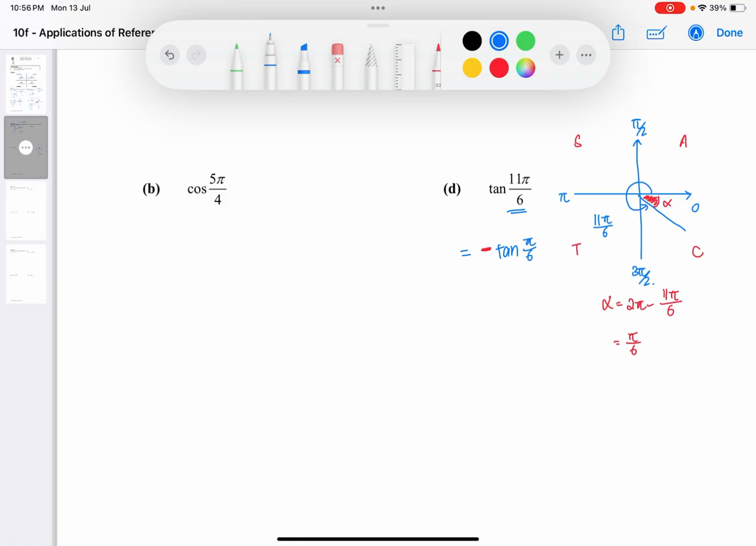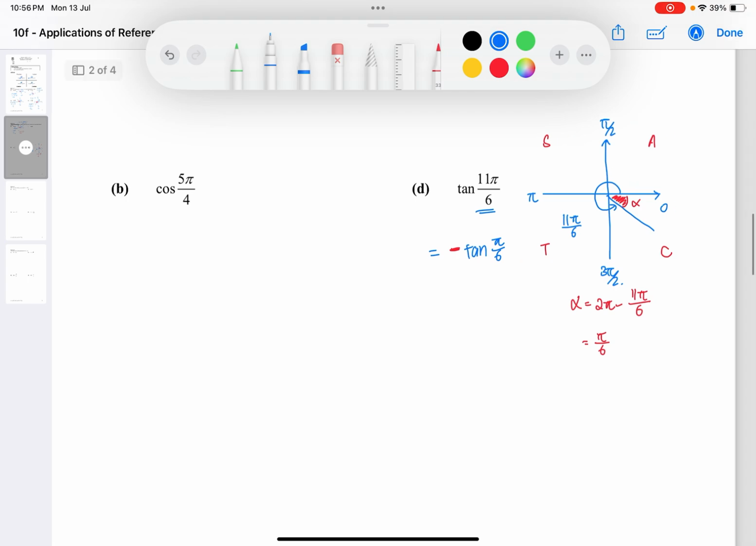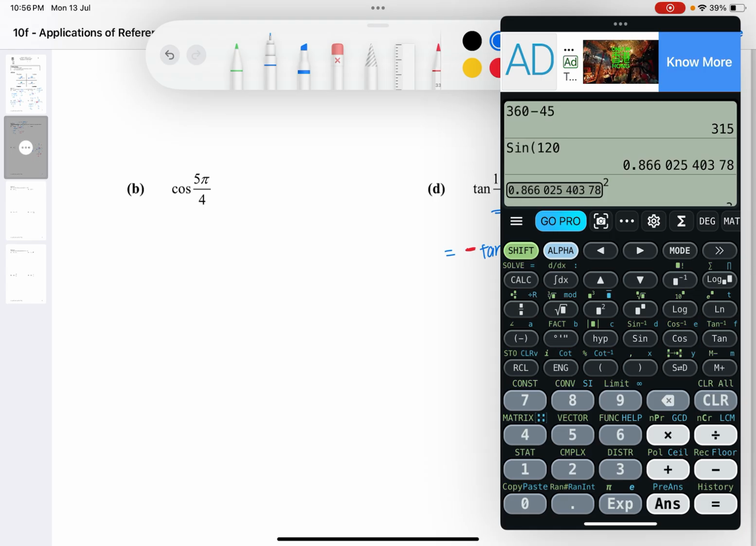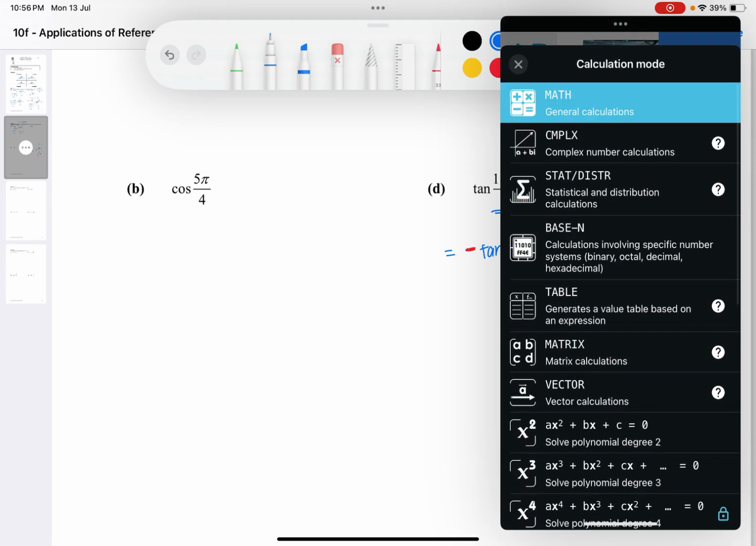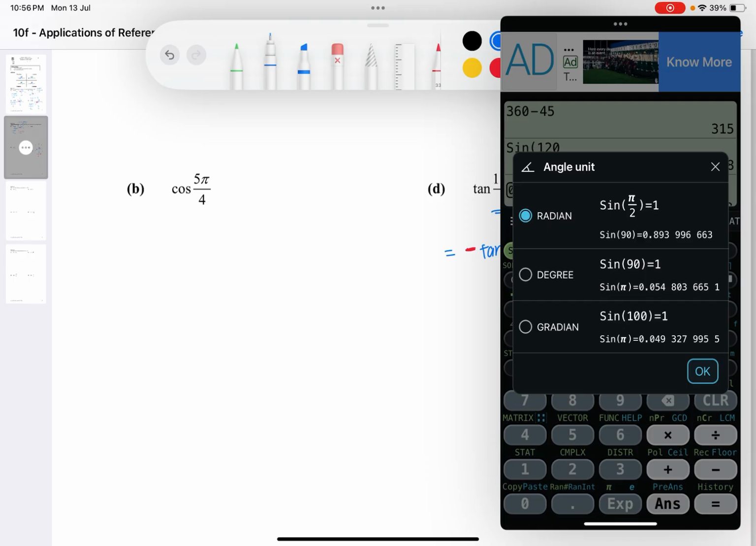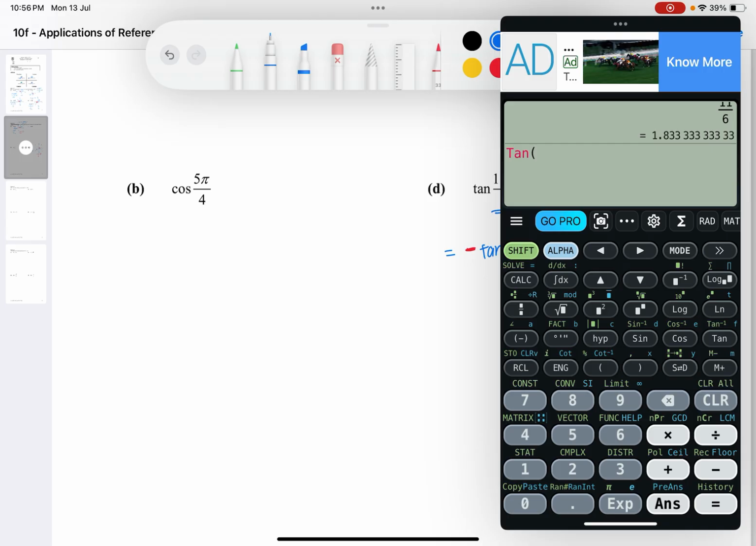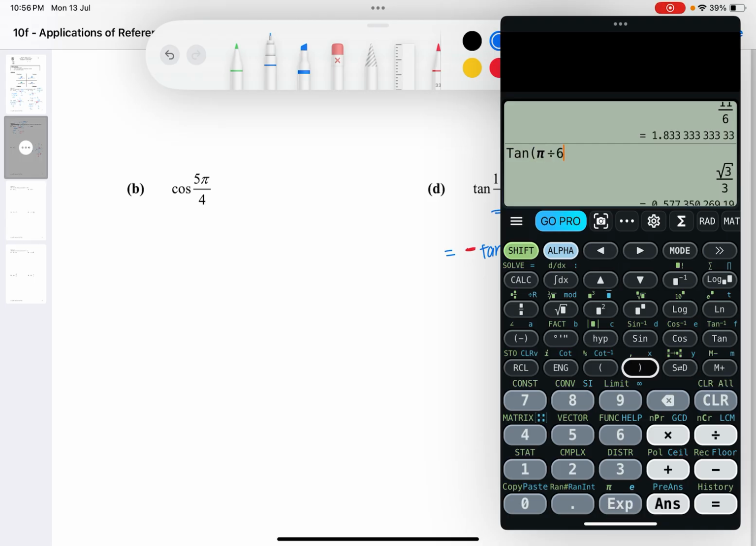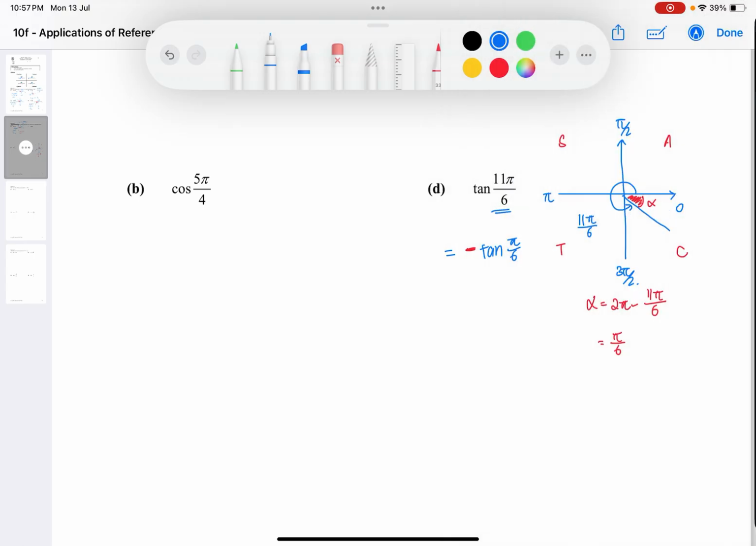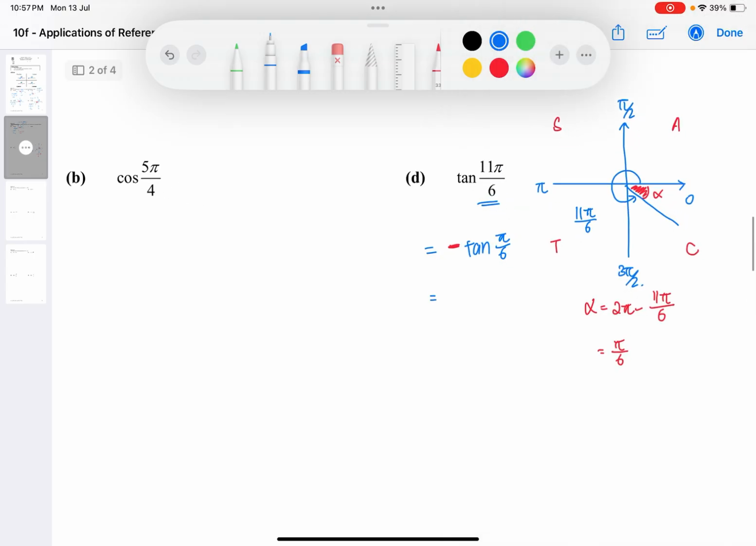Tangent pi over 6 is a special angle once again. If you can't remember, you just make use of your calculator and type it in, it's fine. But of course, you must change to the correct mode. Tangent pi over 6, and you will get the answer root 3 over 3. And that is the answer.